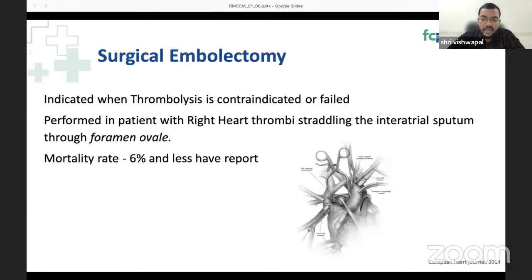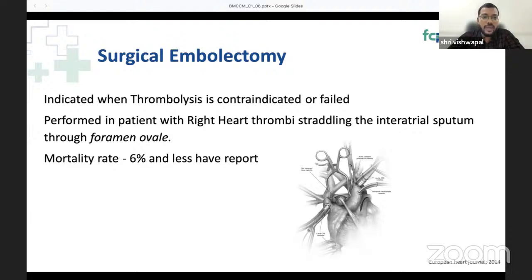So thrombolytics are mainly given for a patient with high risk PE, if the patient comes hemodynamically unstable. Where the thrombolytics are contraindicated, we have to move for surgical embolectomy as soon as possible. Surgical embolectomy is indicated when thrombolysis is contraindicated or has failed.